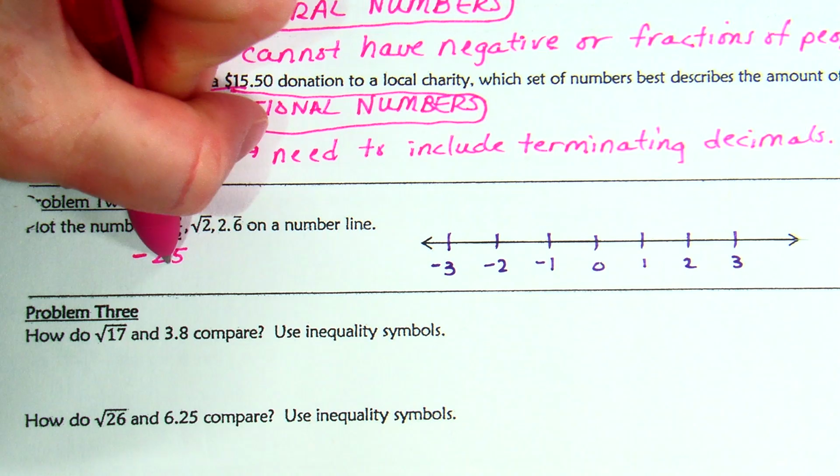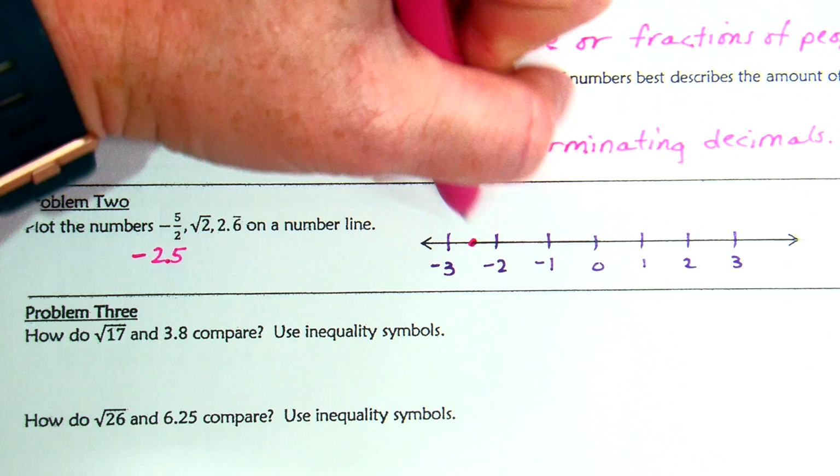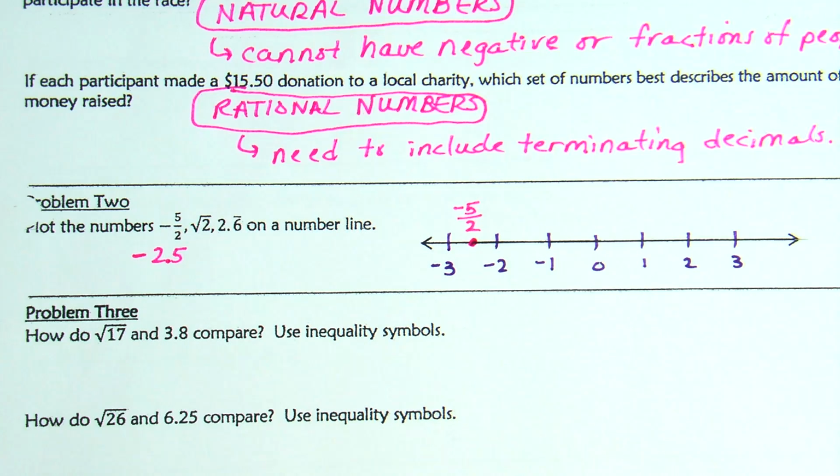So 2 and 1/2 is the same as the decimal -2.5. Okay. Where do we graph -2.5? In between -2 and -3. I'm going to put a dot there, and I'm going to label that as -5 halves. Okay?